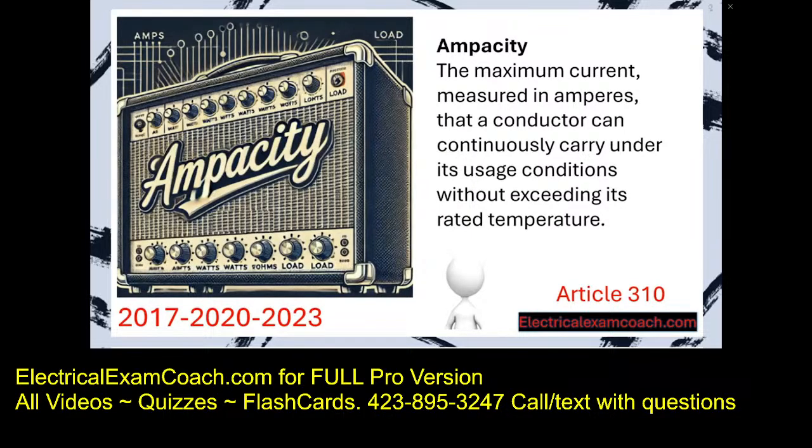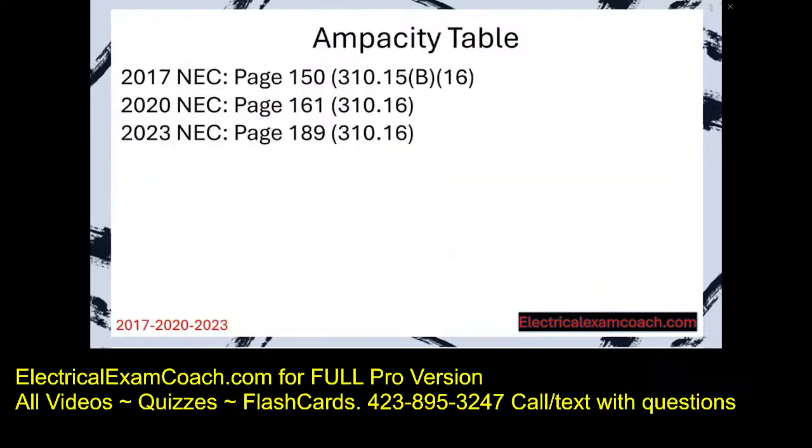With that being said, in this video series, we're going to slow down and master wire ampacity, how many amps a wire can hold, and how to select the right wire for the right load. Let's get to it. Now let's learn about our primary ampacity table. If you're in the 2017, it's table 310.15(B)(16). And in the 2020 and later, it's table 310.16.